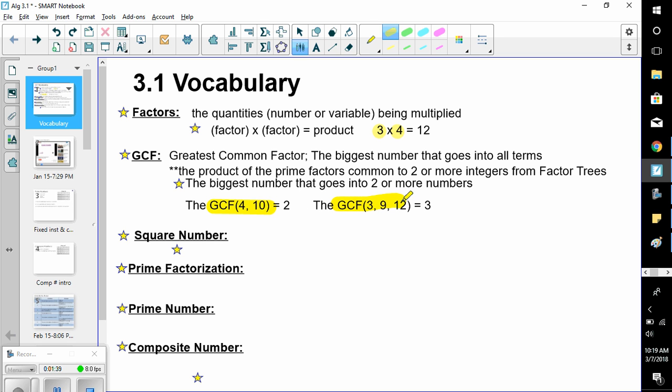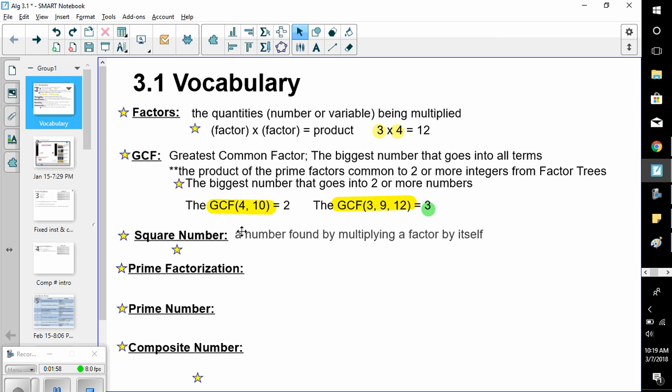This one is read the greatest common factor of 3, 9, and 12. The biggest number that goes into all 3 numbers is 3. The number you're looking at can be the greatest common factor.